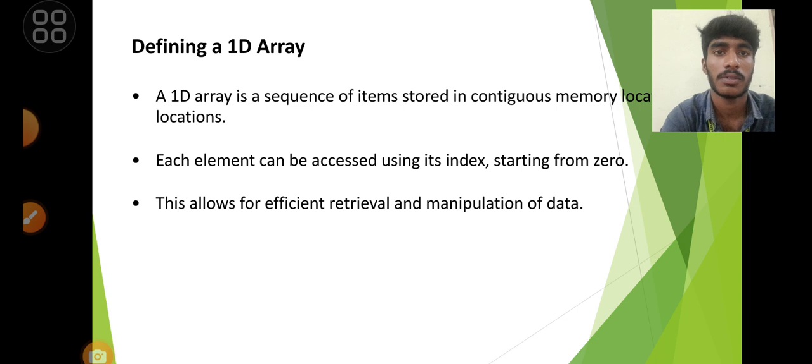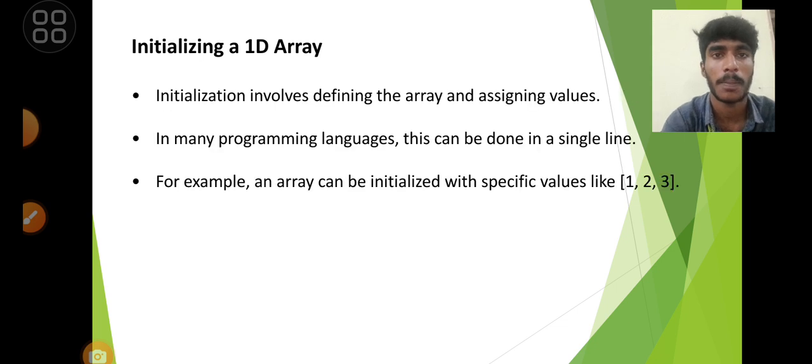Defining an array, a one-dimensional array. A one-dimensional array is a sequence of items stored in continuous memory locations. Each element can be accessed using its index, starting from 0. It allows for efficient retrieval and manipulation of data.